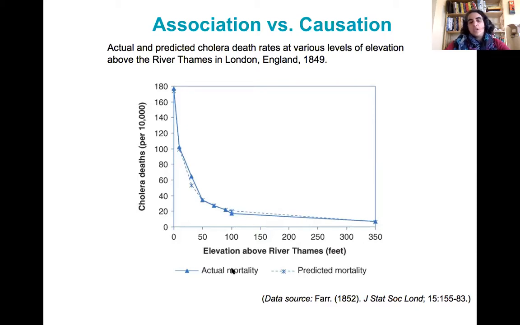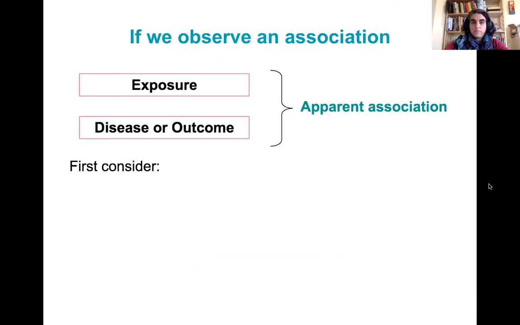Cholera turns out to be associated with contaminated water, which was associated with poverty. And in London at that time, poorer people tended to live lower down. The hills were better places to live. So this very strong relationship was nevertheless not actually a causal one.